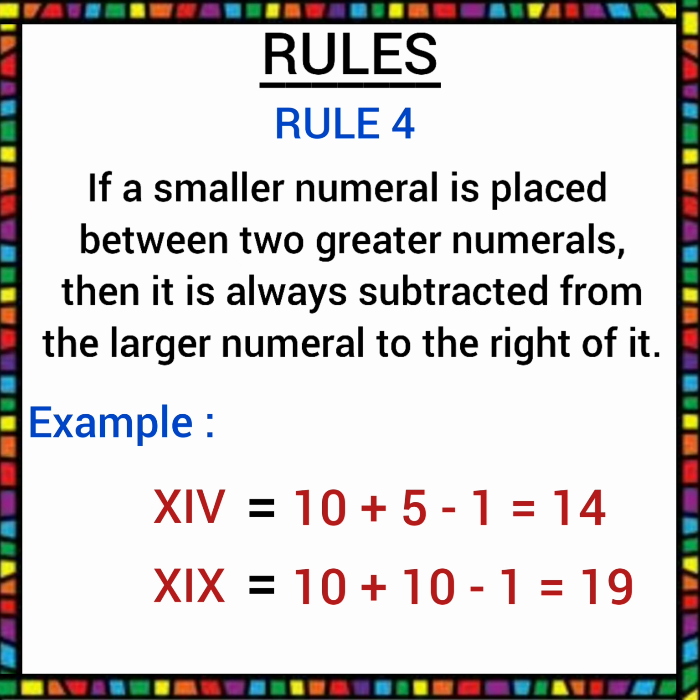Rule number 4. If a smaller numeral is placed between two greater numerals, then it is always subtracted from the larger numeral to the right of it. Let's see some examples. XIV. So we can write XIV as 10 plus 5 minus 1 equals 14. XIX. We can write XIX as 10 plus 10 minus 1 equals 19.